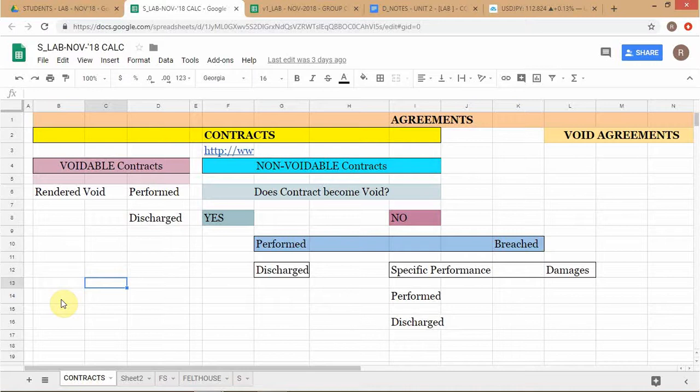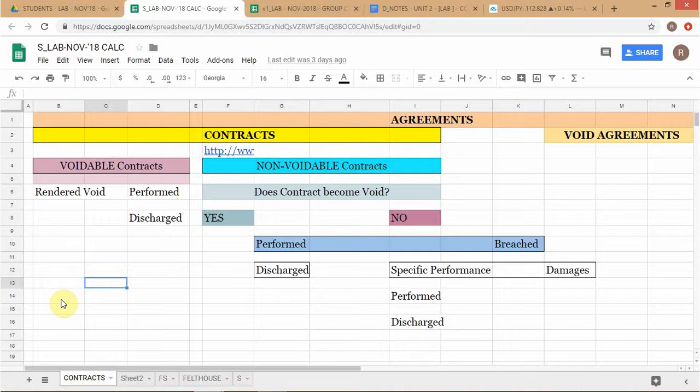The other thing that can happen is that it can be performed. The other option she has is to perform the contract. As we said, a voidable contract does not mean that she necessarily has to have the contract rendered void. She can also decide to perform the contract and remain married, performing the contractual obligations of the marriage. Once the contract is performed, we say that the contract is discharged. D is for discharge. You can see this later in your framework. So this is one set of outcomes that can transpire.